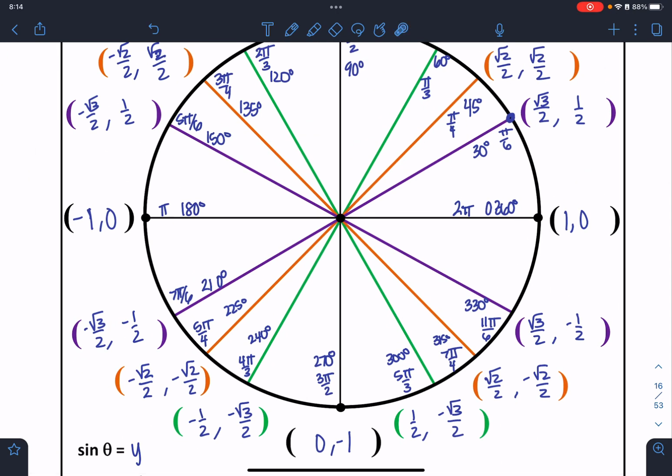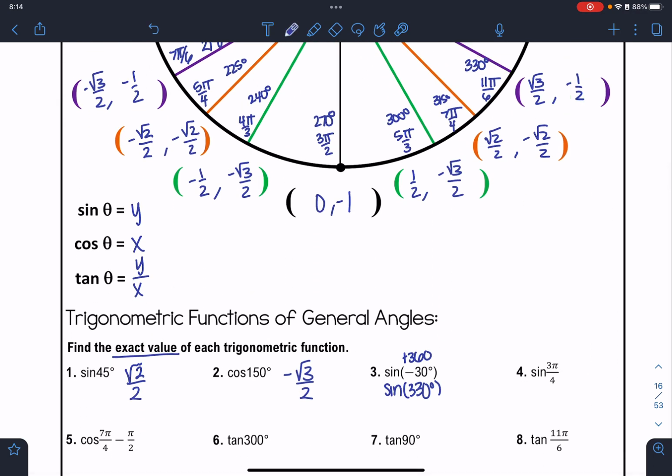So then I can go to where's 330, so that's this line right here. And it says sine, so I'm looking at the y value. So the y value is negative 1/2. So that would be my answer.